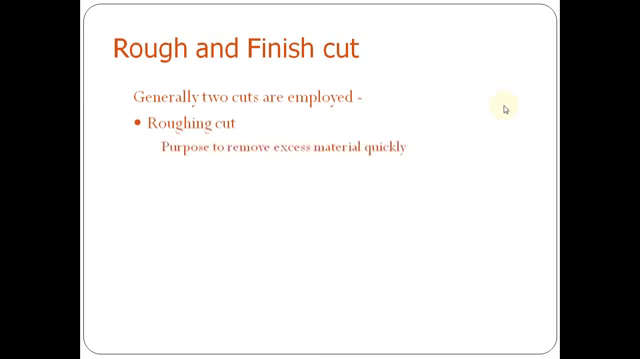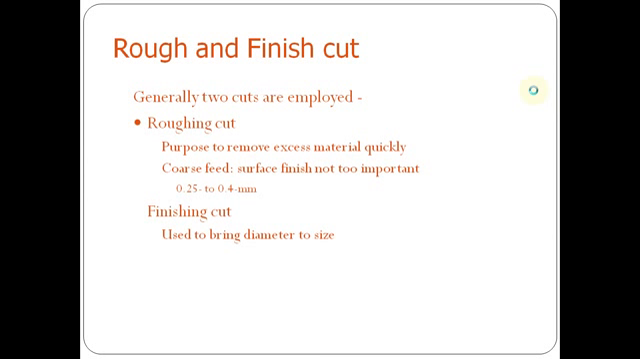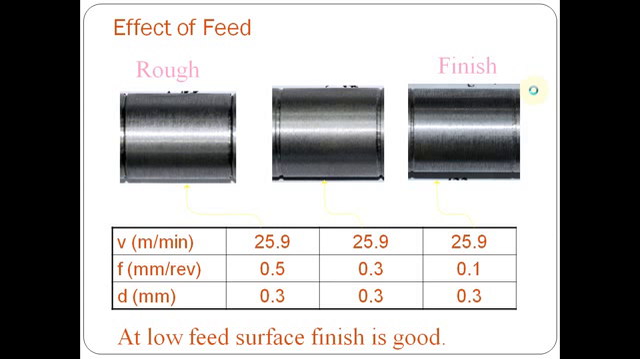So we have two kinds of cutting conditions, that is, rough and finish cut. The roughing cut is required for excess material to be removed quickly, for initial cuts with a higher depth. A coarse feed of 0.25 to 0.4 mm will be desirable. The finishing cut has to bring the diameter to size and produce a good surface finish, with a feed of 0.07 to 0.012.